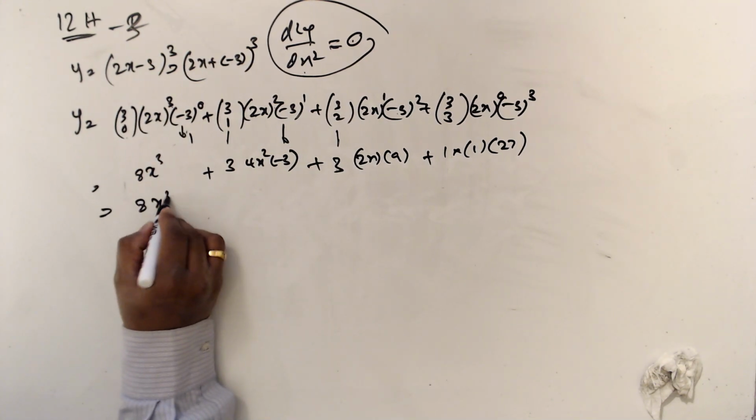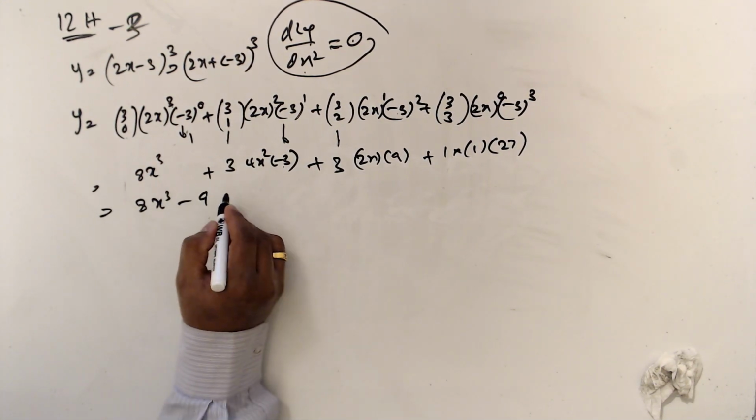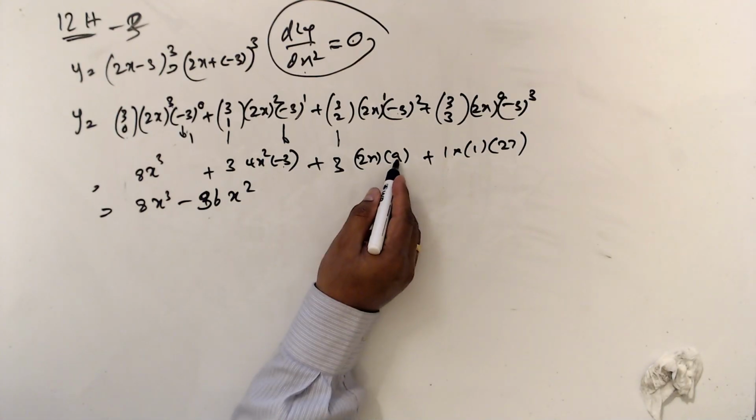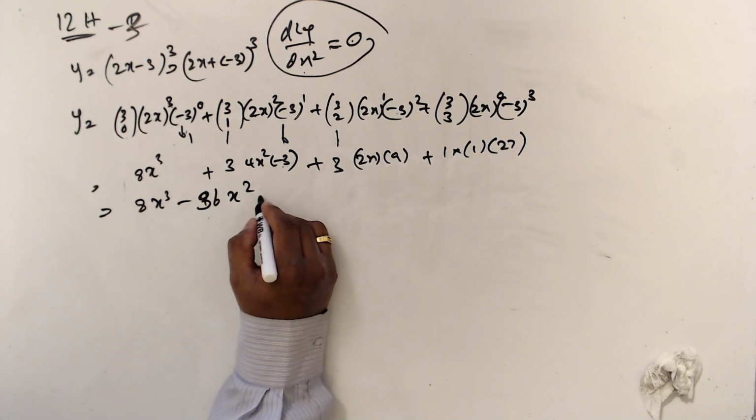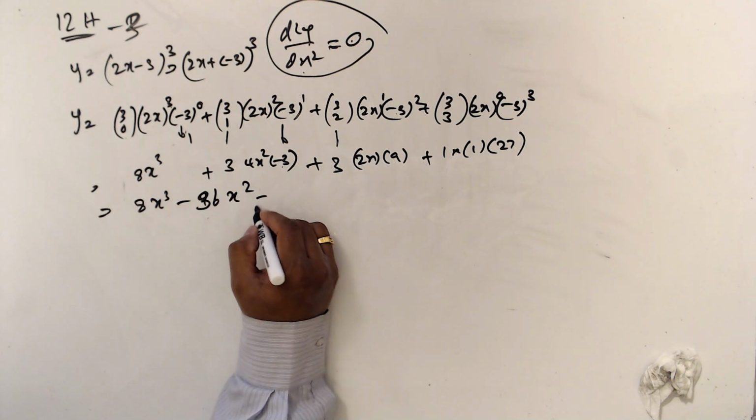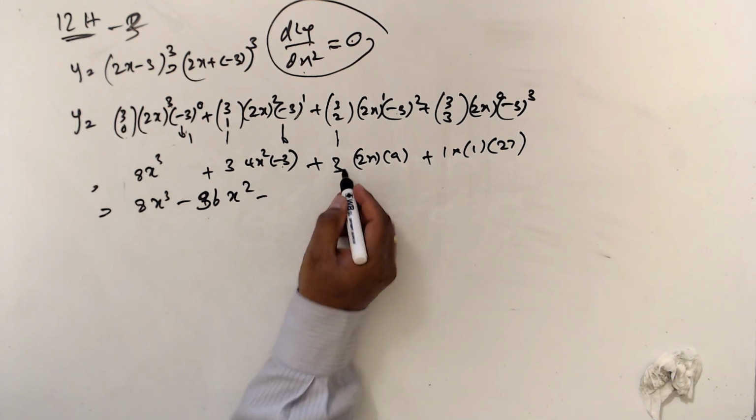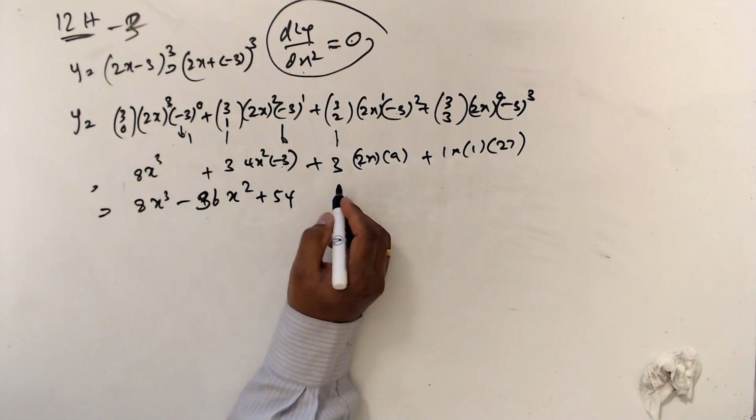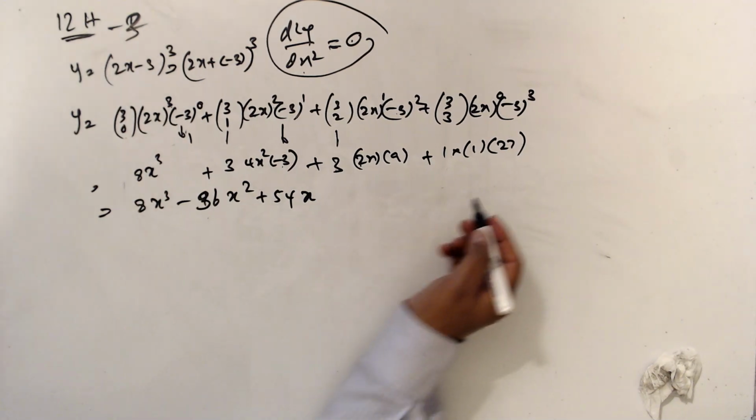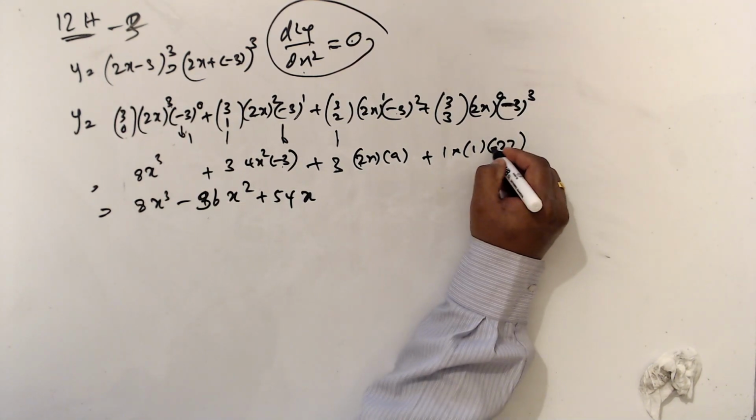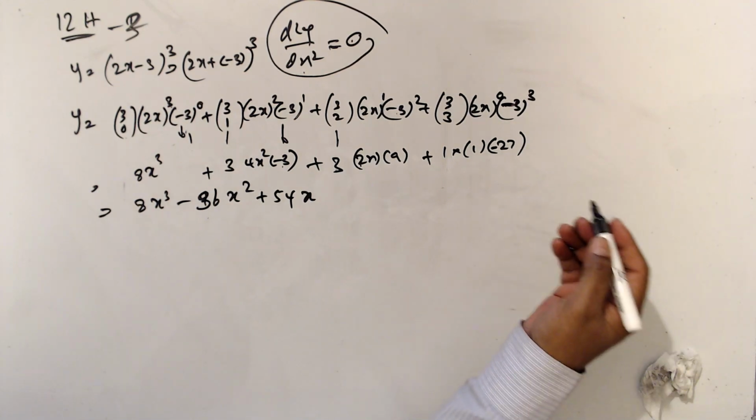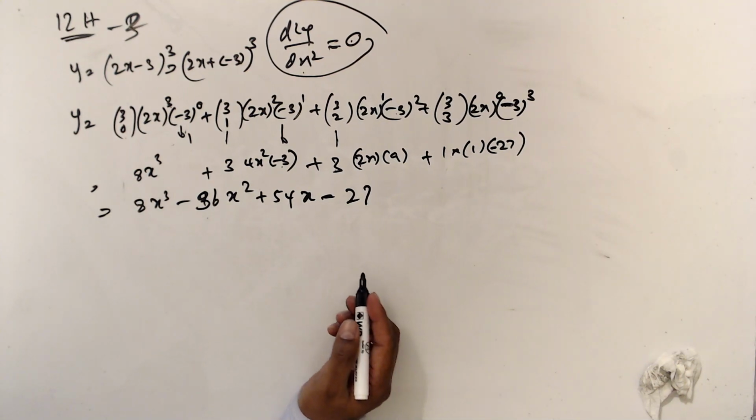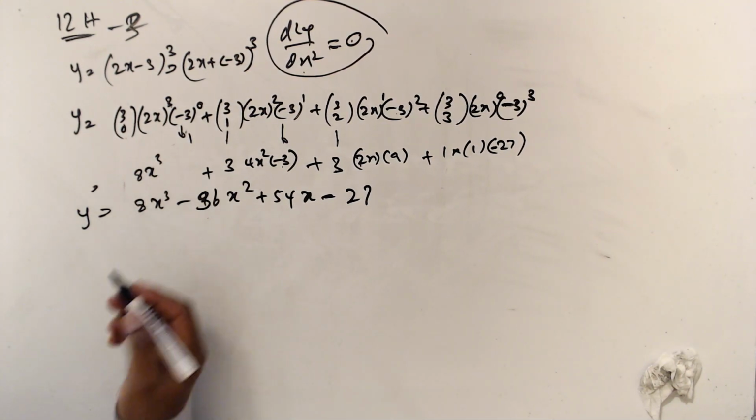So 8x cube. This is minus 9 times 4, 36 x square. This is 9 times 2, 18, times 3, or 3 times 2 is 6, 6 times 9 is 54x. And actually this has to be minus. Minus 3 times minus 3 times minus 3, so this is minus 27. So finally we found y.